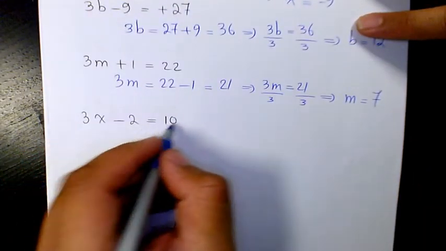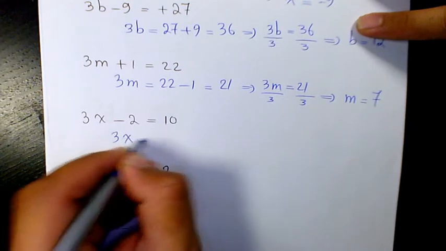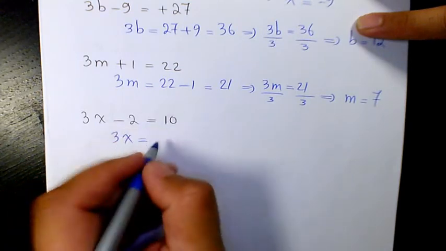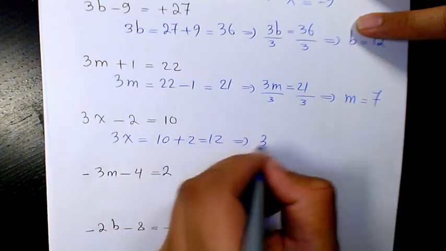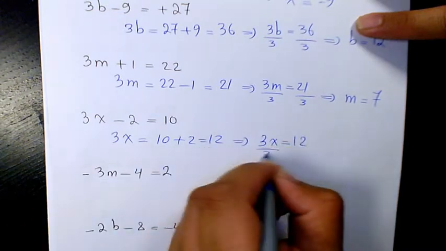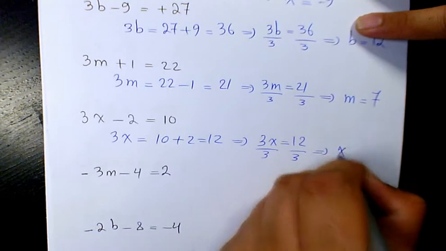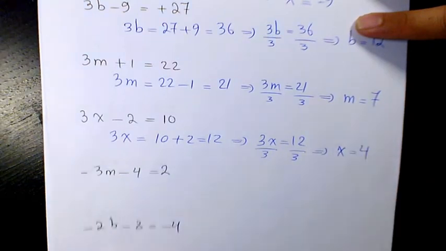3x minus 2 equals to 10. So I need to keep 3x on the left hand side. Negative 2 to the right hand side. So we have 10 plus 2 is going to be 12. So 3x equals to 12. I need to divide both sides by 3. So x, 12 divided by 3 is going to be 4.